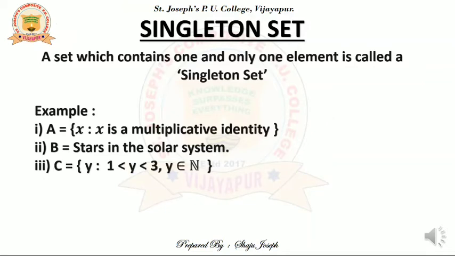Third example, set C is equal to set of all y such that y lies between 1 and 3. Here 1 is strictly less than y and y is strictly less than 3, and y belongs to N, that is natural numbers. We know that natural numbers are written as 1, 2, 3, 4, etc. continuous. But if you check which element lies between 1 and 3, there is only one element, that is 2. So because of this, C is an example for a singleton set.